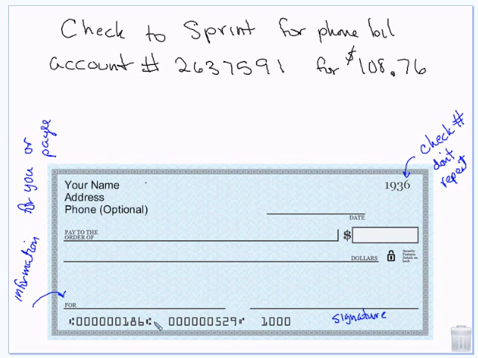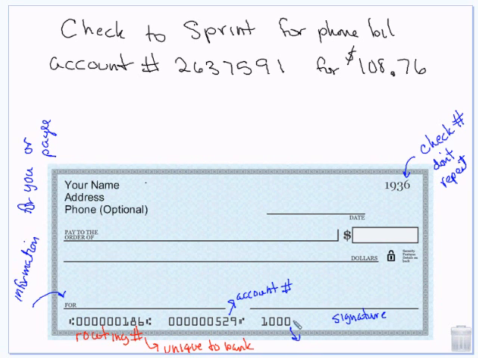Okay, now this number at the bottom here, this is the routing number. This is unique to the bank. So every bank has their own individual routing number. So every single person that has a bank account from Bank of America or Wells Fargo, they would all have the same number here, because this is the numerical identifier of the bank. This number is your account number. So this is your actual bank account number.